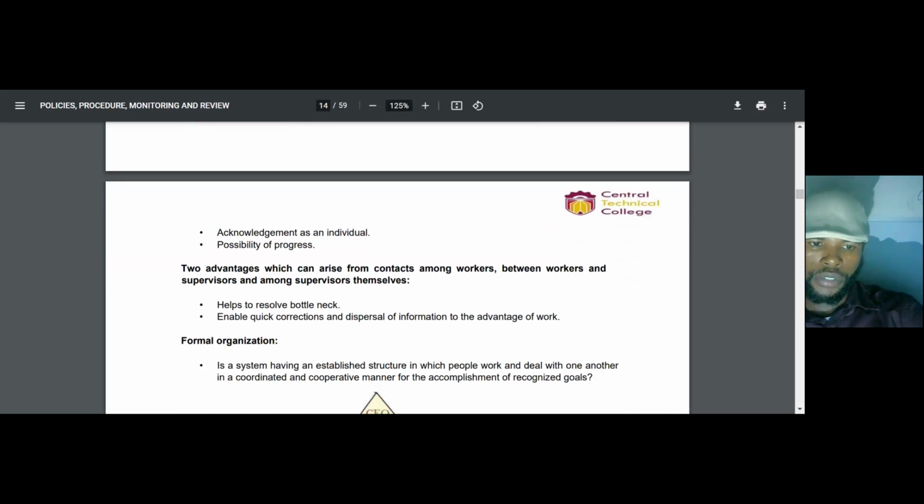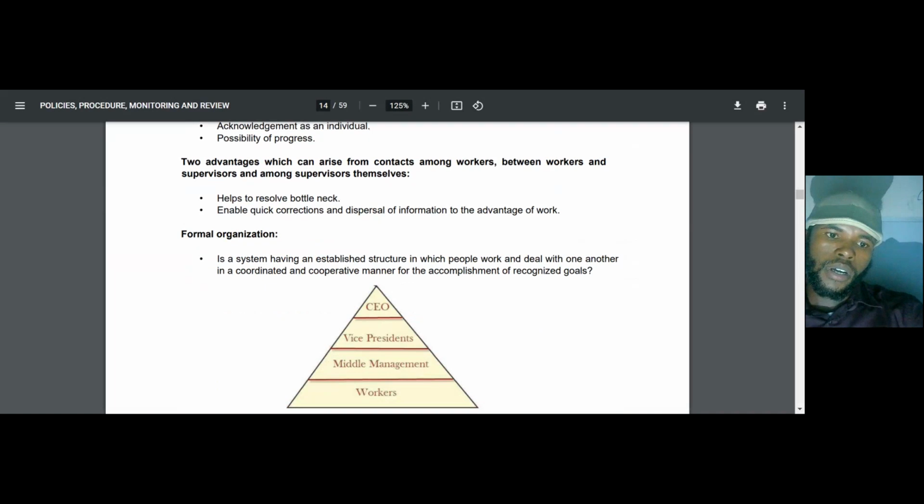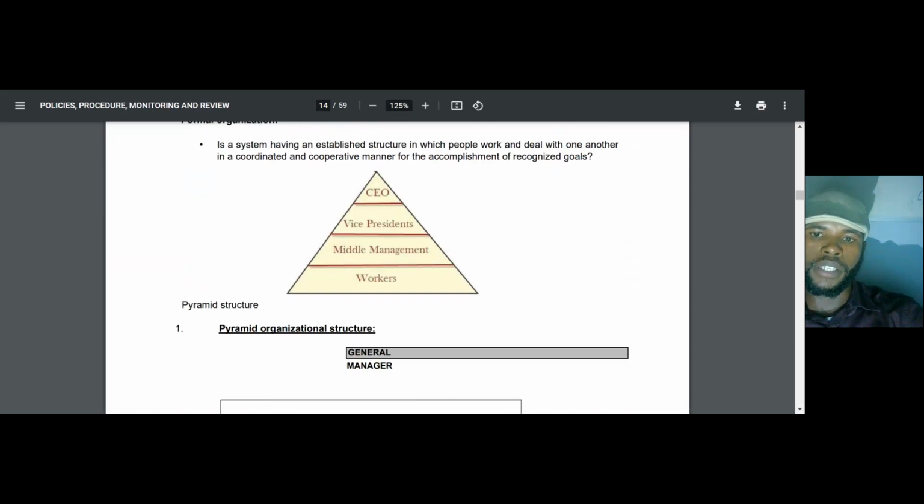And we've got formal organization. Formal organization is a system having an established structure in which people work and deal with one another in a coordinated and cooperative manner for the accomplishment of recognized goals. If you can see there, we've got a triangle. Starting on top, we've got the CEO, vice presidents, middle presidents, and workers.